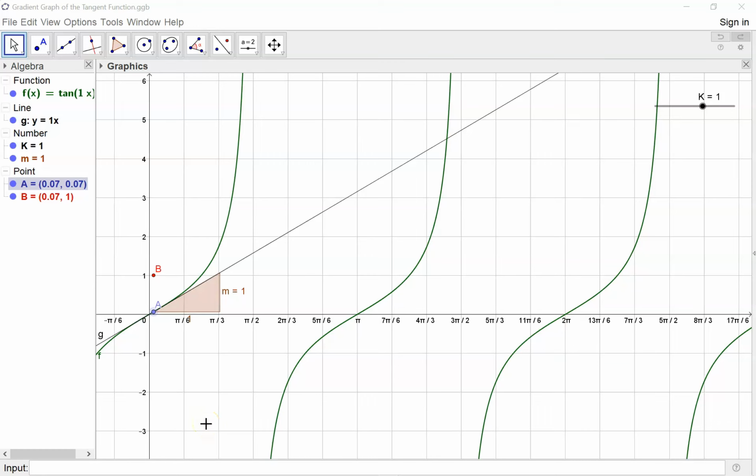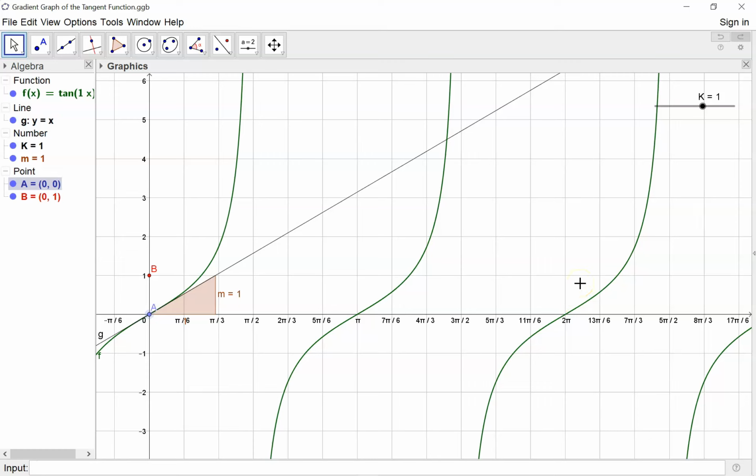In this video, we're going to look at the gradient graphs of tangent functions. So starting off with f of x equals tan x, we're going to have a look, before I run the animation, at what's going to happen. Now, if you look at the tangent function, then we'll see that the gradient of the tangent function, no matter where you are, is always going to be positive.